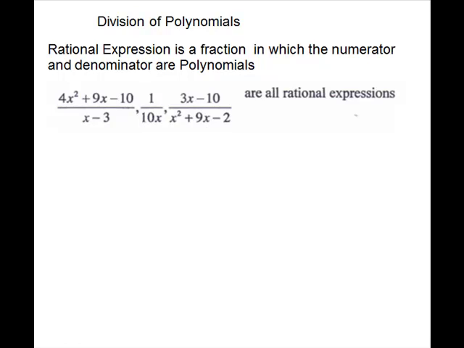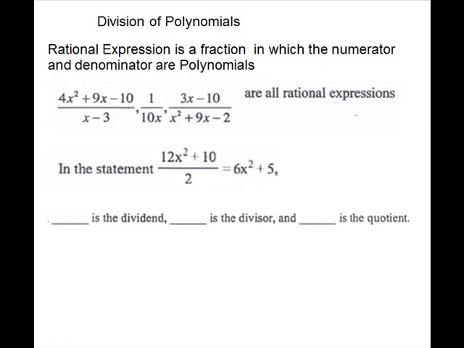Division of polynomials. A rational expression is a fraction in which the numerator and the denominator are polynomials. These are all three examples of rational expressions. You have a polynomial in the numerator, a polynomial in the denominator. It's okay that it's just a constant in the numerator, and in the denominator, a polynomial. So these are all rational expressions.